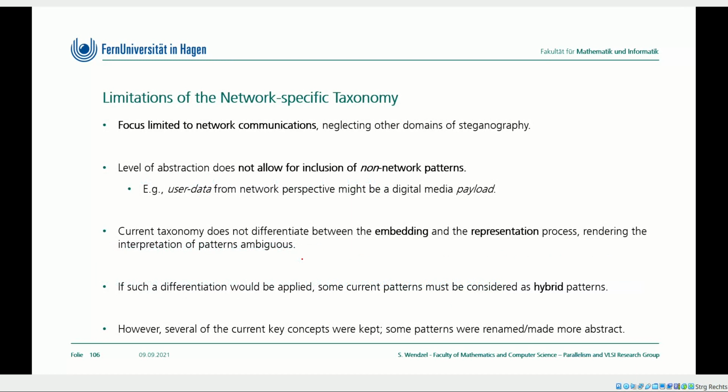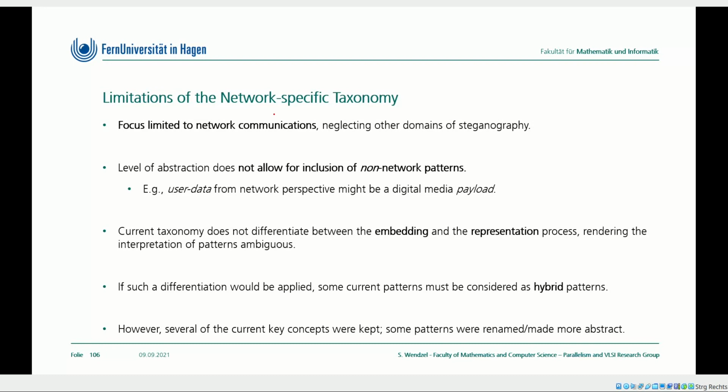Okay, so why was this a good idea? Well, the previous taxonomy, as mentioned, was focused only on network communications and neglected other domains of steganography. And the level of abstraction did not allow the easy inclusion of non-network patterns. So, for instance, user data from the network perspective might be digital media payload, but in digital media, there is often not such a thing as payload. Actually, this is the main part where you hide data in the image. The image is the main object, not the payload to the image. So the distinction was not always clear.